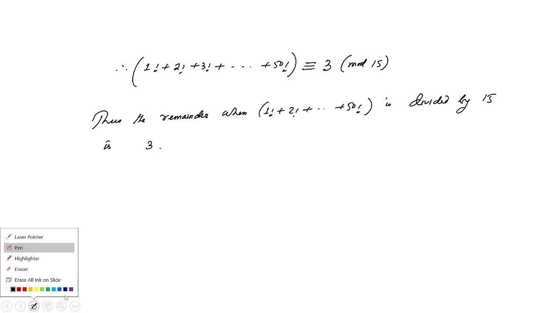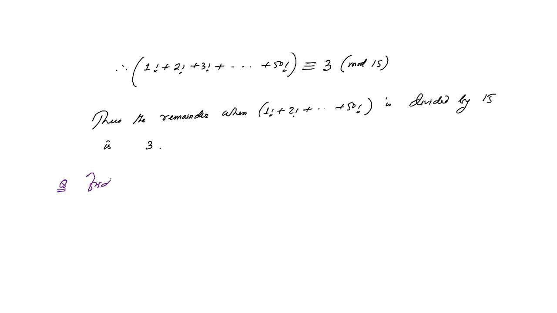Now you may be asked the question like this. Question: find the remainder when 1 factorial, 2 factorial up to 2024 factorial is divided by 15. With the same logic, your answer will again be 3. Because after 5 factorial, all terms are basically 0 if you divide by 15, because 15 is a factor.